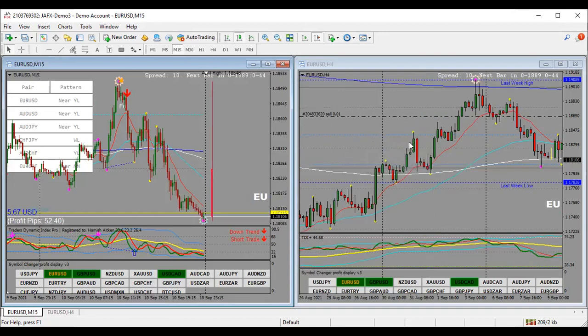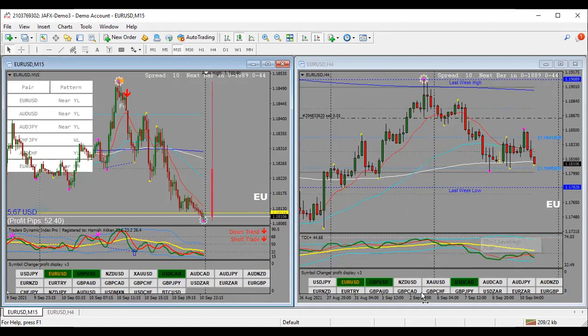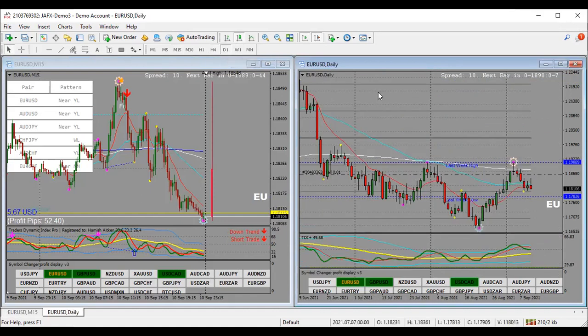If you look at Euro USD, it was anchored on H4 on a daily time frame supply zone. Is that true? Let me show you. Look at it on the daily time frame. Can you see that? So that is the reason why we are selling H4 now.